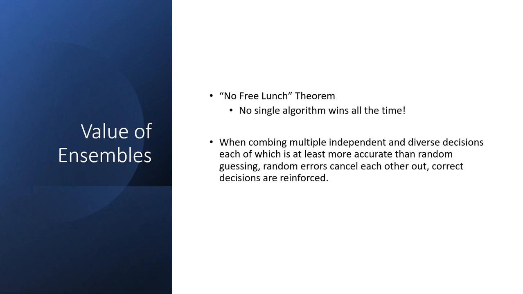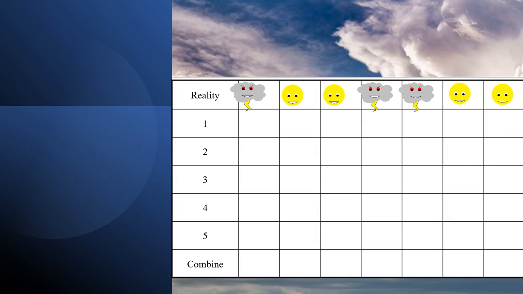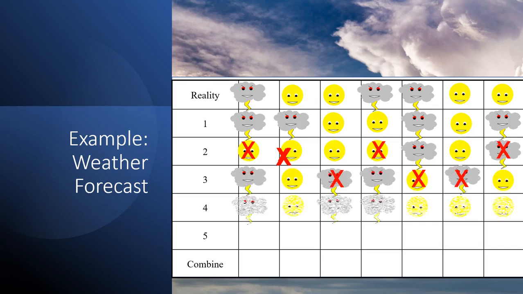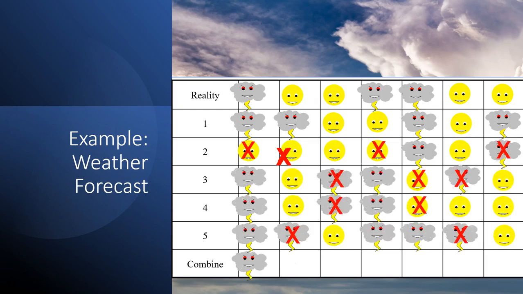The value of ensembles goes back to the no free lunch theorem, which says that there's no one algorithm that's going to be perfect in all situations. When we're able to combine our algorithms together, we're able to cancel out some of that random error and allow our correct decisions to be reinforced, if not amplified. Ensembling is useful not just for prediction on cross-sectional data, but it's also helpful in time series forecasting. We can look at weather patterns as an example of an application of this.